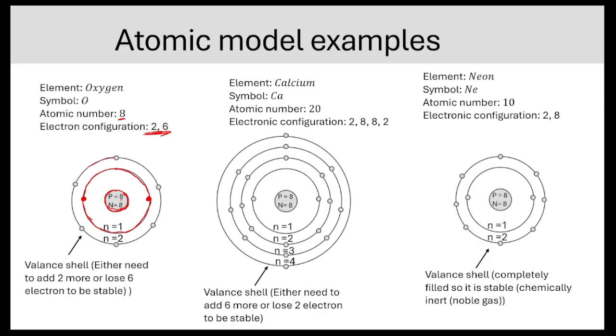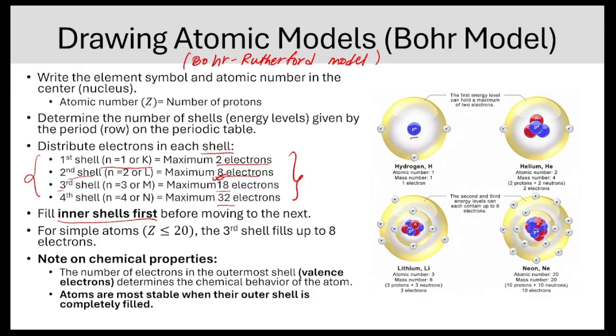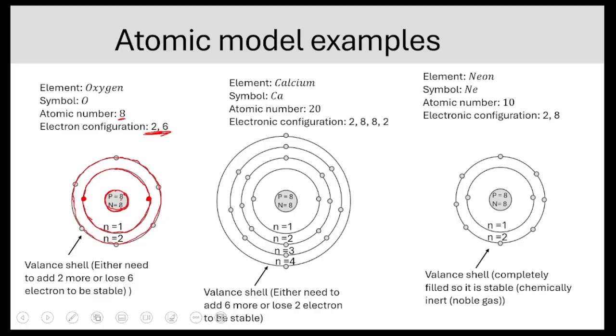Then we will draw the next energy level, and we know this energy level can have a maximum of 8 electrons. So we will fill the remaining 1, 2, 3, 4, 5 and 6 electrons, and this will represent the electronic configuration of the oxygen atom.